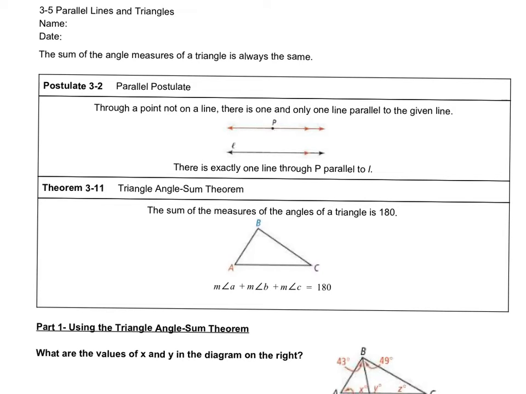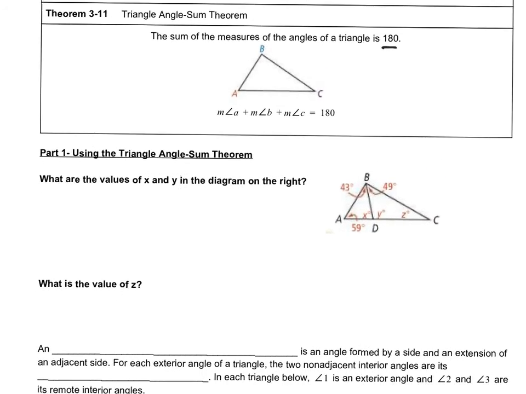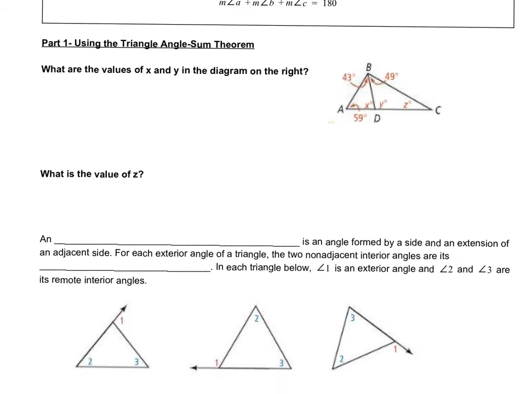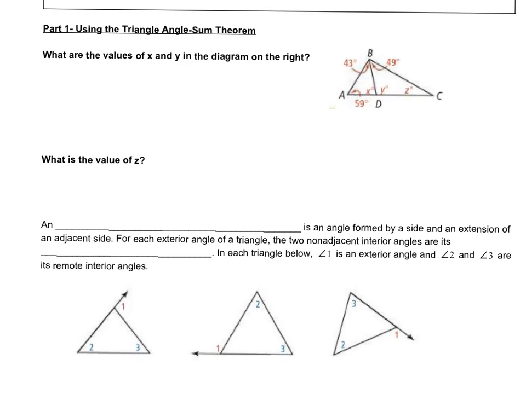Theorem 3.11 is the Triangle Sum Theorem. The sum of the measures of the angles of a triangle is 180, which means if you add all of the angles together, you should get 180 degrees. So let's look at part one. What are the values of x and y in the diagram on the right?